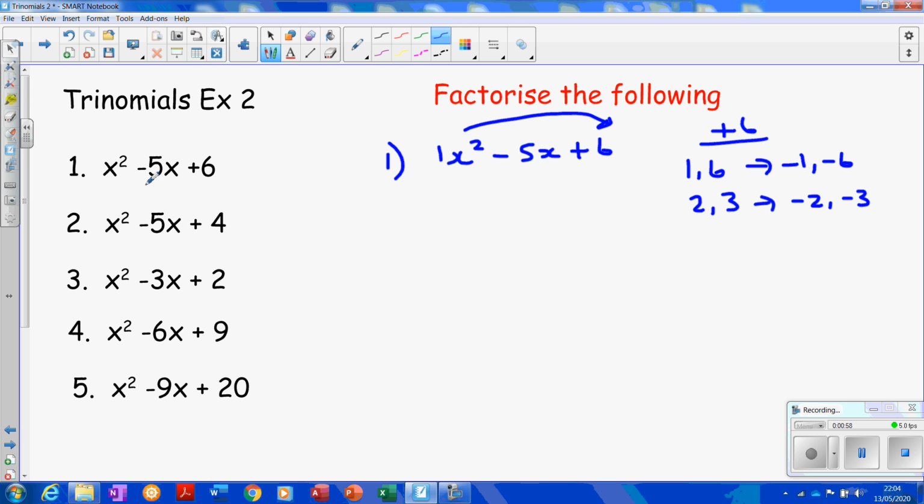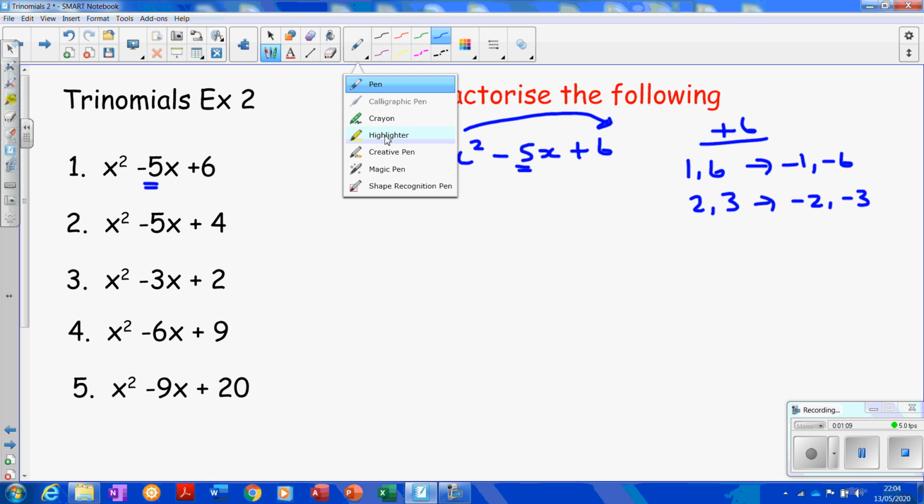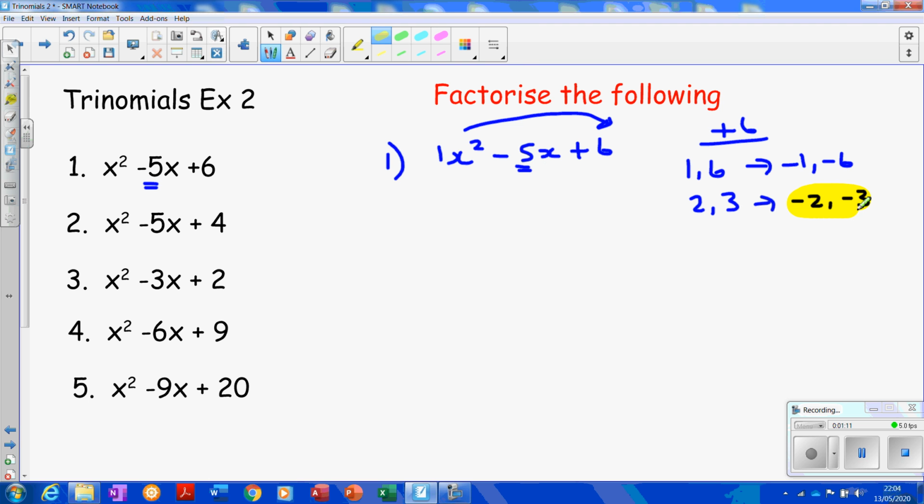So we're looking for something that gives me minus 5. So that gives me 7, that gives me minus 7, that gives me 5. That pair there gives me minus 5. So the factors that I'm looking for are minus 2 and minus 3. So we then split this middle term into minus 2x and minus 3x. So that gives me 1x squared, which is just x squared, minus 2x, minus 3x plus 6.